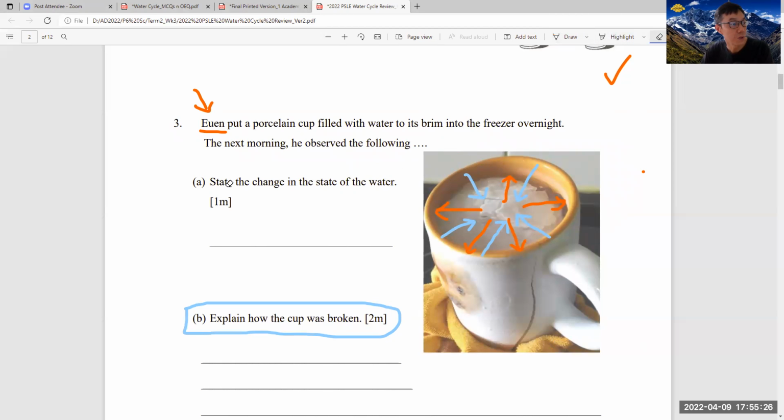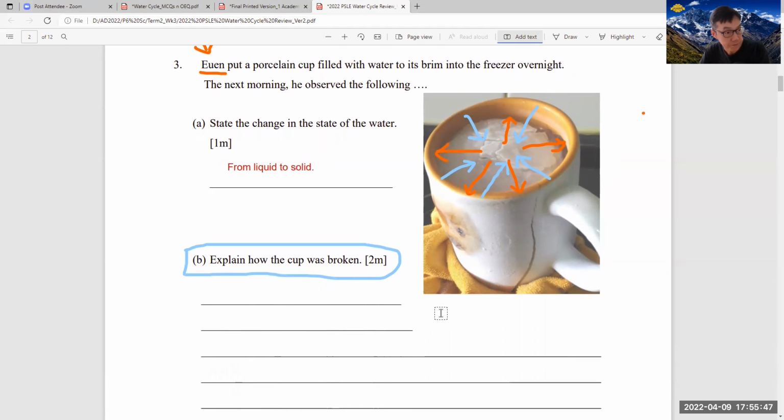Okay, so state the change in the state of water. So this one you must mention from what state to what state. So this one is from liquid to solid. Okay, so the water freezes from liquid to solid. Okay, explain how the cup was broken.